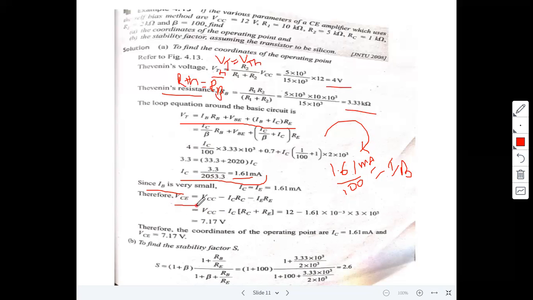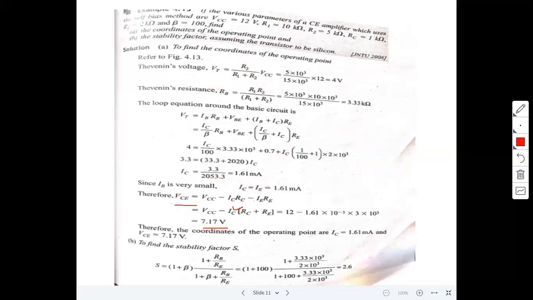Now what is VCE? VCE is equal to VCC minus IC RC minus IE RE. IE is approximately equal to IC, so take IC common, IC into RC plus RE. Already we calculated IC, that is equal to 1.61 milliamperes. Now VCEQ is equal to 7.17 volt. These are the coordinates of the operating point.